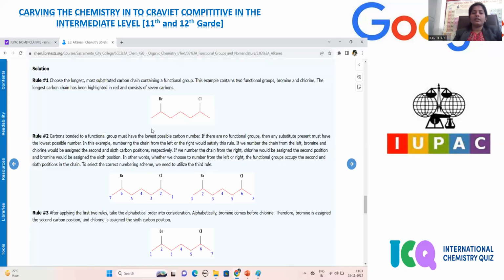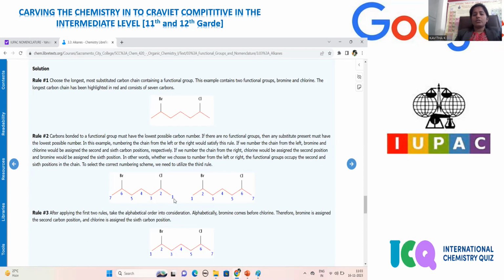In order to name that, here we need to follow three rules, right? First of all, choose the longest, most substituted carbon chain. So here you can go for the carbon chain in this manner, or in this manner, or in this manner. According to IUPAC rule 1, whichever way you assign numbering to the carbon atoms, that should be the longest and should be considered the parent chain. For that purpose, here you have two provisions: you can start numbering either from the right hand side or the left hand side.